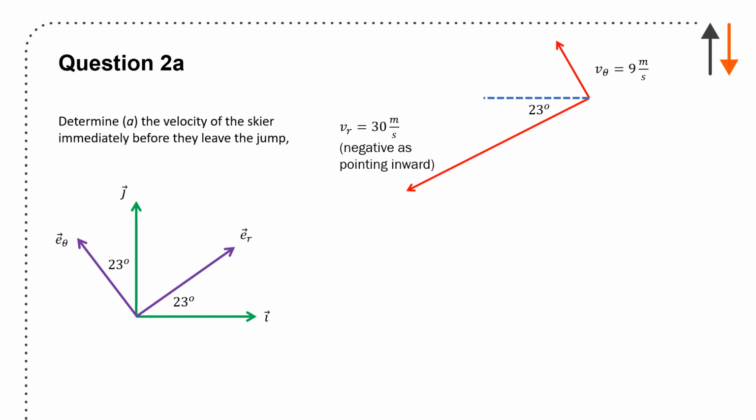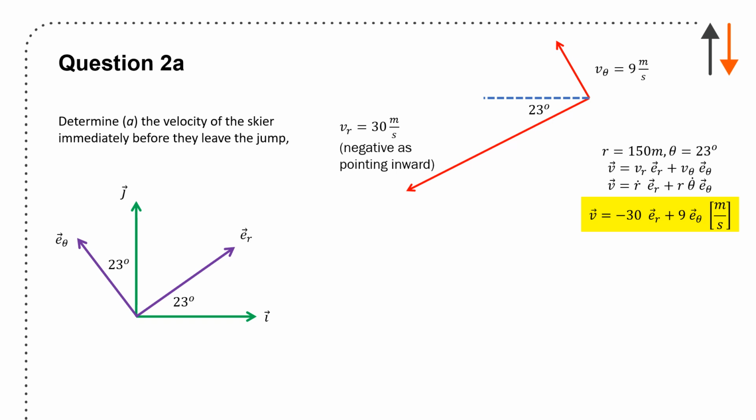As they leap off, at the end of the ramp, they have a v_theta of 9 meters per second and a v_r of 30 meters per second, negative as it's pointing inwards. You determine that from the information you're given: r equals 150 meters, theta equals 23 degrees. All of this information is put into v_r and v_theta. You use the definitions r dot and r theta dot to calculate that. From this, you get minus 30 e_r and 9 e_theta meters per second.